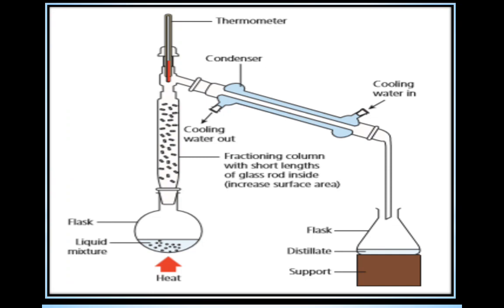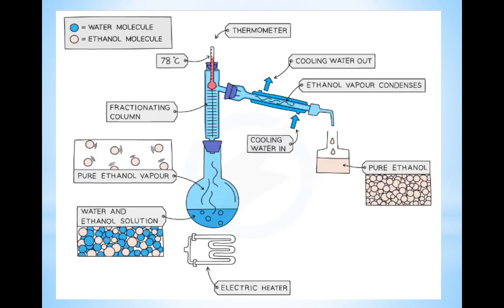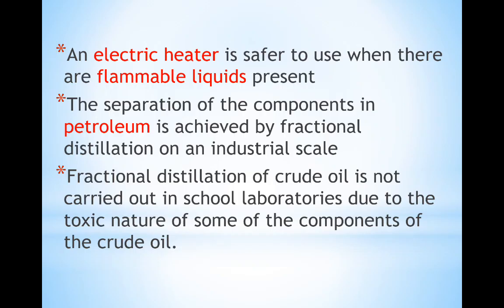Now, this is the structure, or the apparatus, or the diagram we have for fractional distillation. The only difference we have over here is the fractionating column. It has glass rod inside with short lengths. Here we have it. An electric heater is safer to use when there are flammable liquids present. This is something very important to note down.